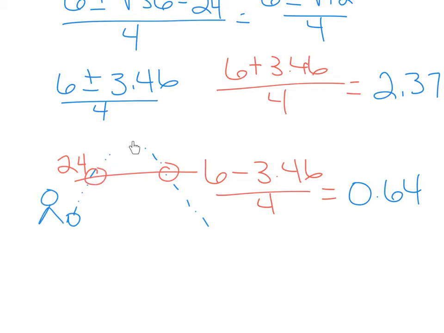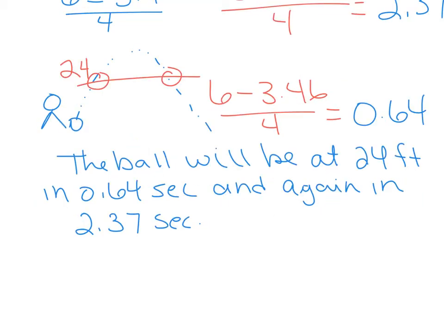Once on the way up, and then it will peak, and then again on the way down. Of course, the smaller of the 2 numbers will be on the way up, because that happens first, and then the larger is on the way down. So in 0.64 seconds, the ball will go through 24 feet, but then again in 2.37 seconds, the ball comes back down through 24 feet. So these are both valid answers based on the question, when will the ball be at 24 feet? So we will use both of them when we write our sentence. The ball will be at 24 feet in 0.64 seconds, and again in 2.37 seconds.